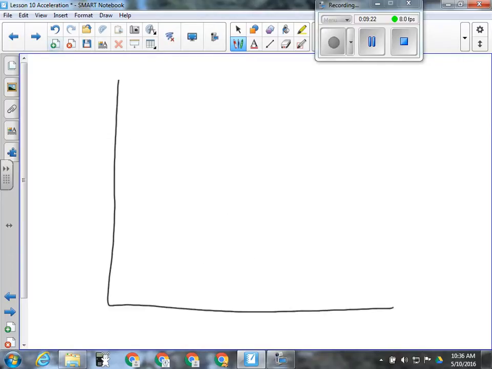So let's say I've got a velocity versus time graph that looks like this. I've got my velocity here, time on this axis, and I've got this line that goes like this. And the question asks me to calculate how far the object has gone. How do we usually calculate displacement from a velocity versus time graph? Anybody remember? Right, we find the shapes.